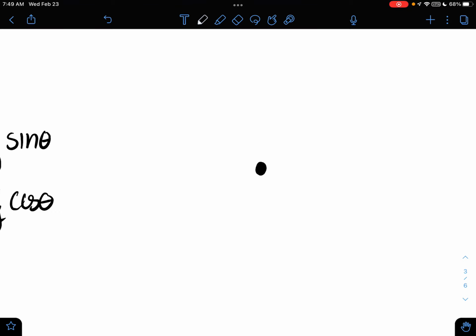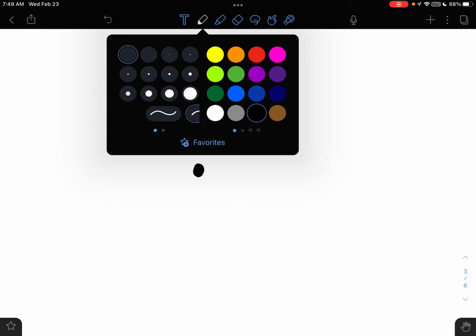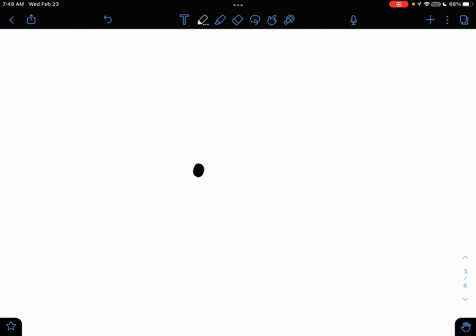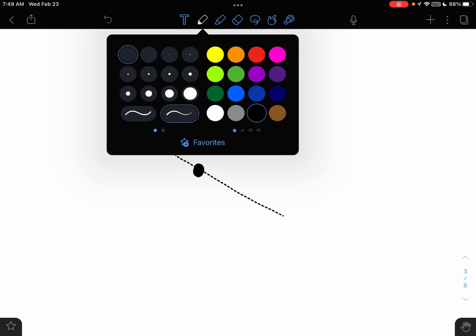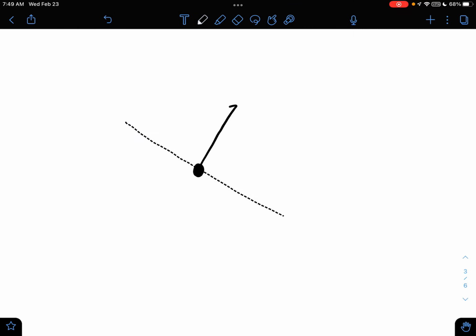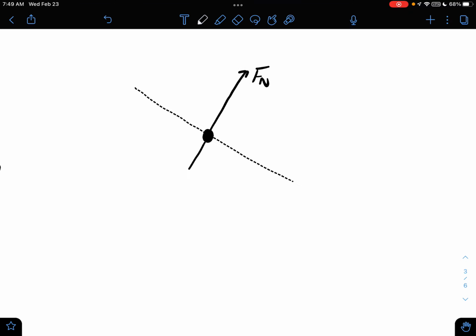So I'm just going to, like I did before, redraw my force diagram just with these components. So that's our slope. And now we have our normal force, which didn't change. And now we have our force due to gravity in the y direction and our FGX.